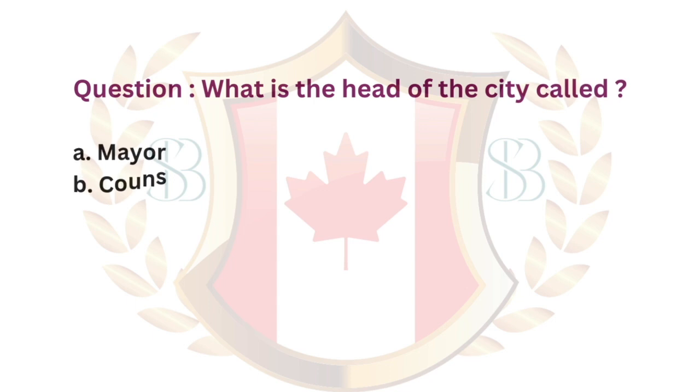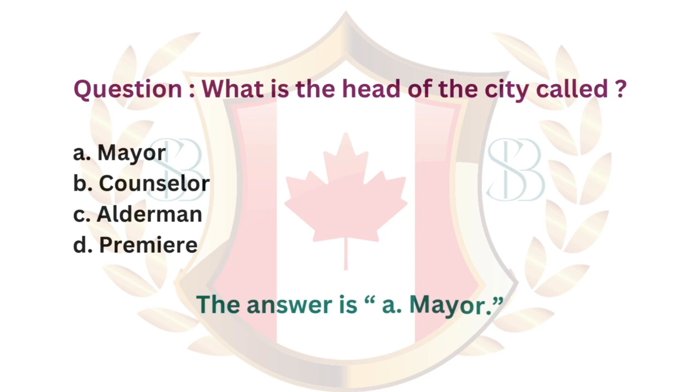Question. What is the head of the city called? A. Mayor. B. Councillor. C. Alderman. D. Premier. The answer is A. Mayor.